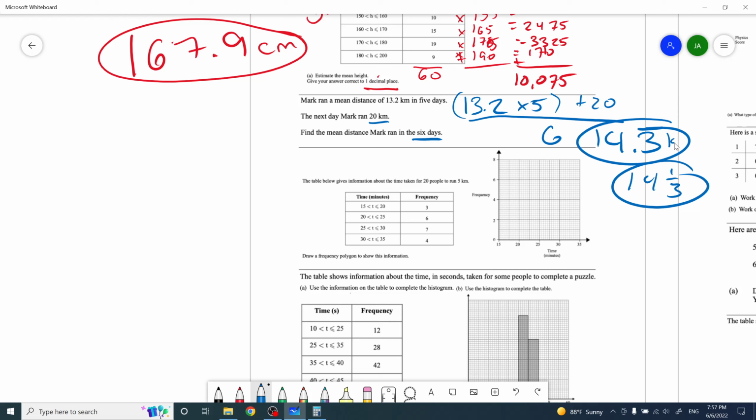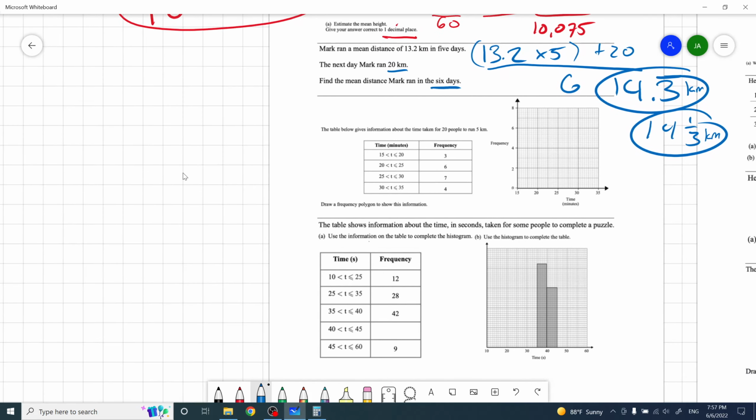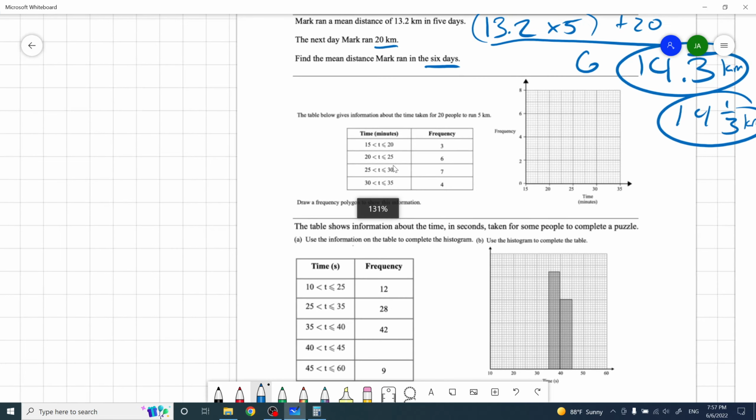Don't forget your units. We're measuring here in kilometers, so we're going to measure it in kilometers. Okay, done. Moving on to the next one. Oh, we're halfway done. We're doing great.